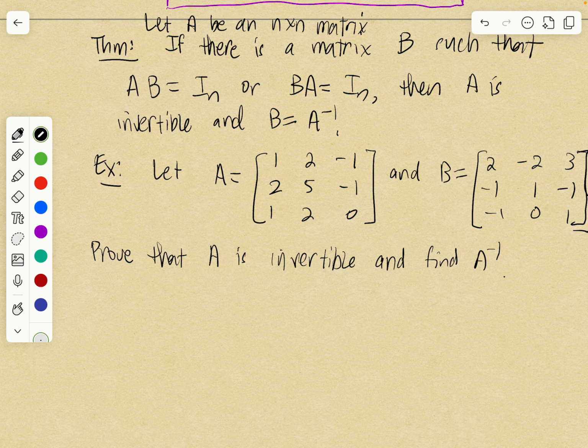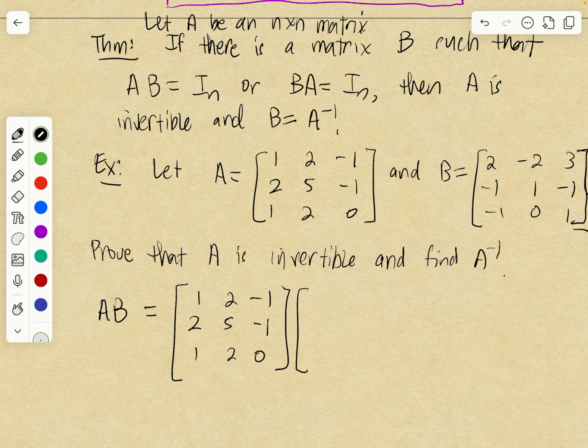Now the theorem says, so I have an n by n matrix, right? My n is 3. We're practicing applying the theorem. If there's a matrix B such that AB is the 3 by 3 identity matrix, or BA is the identity matrix, then A is invertible and B is A inverse. Well, we're given A and B. So let's check that A times B is the 3 by 3 identity matrix. So if I take A and multiply by B, what do I get?